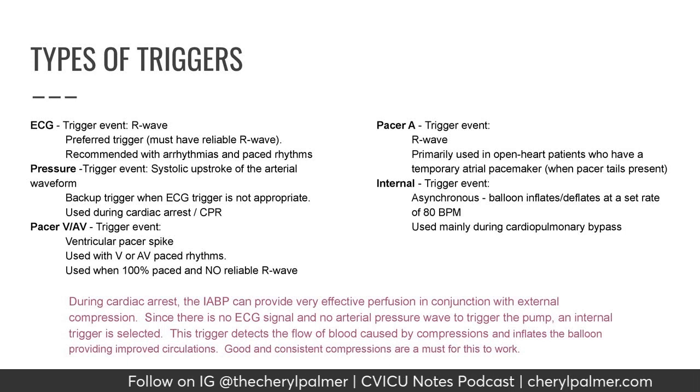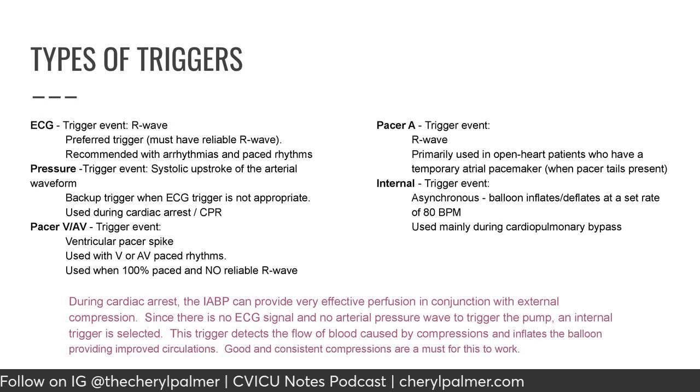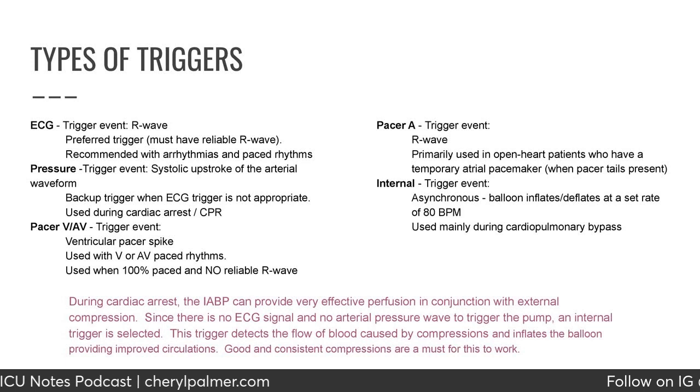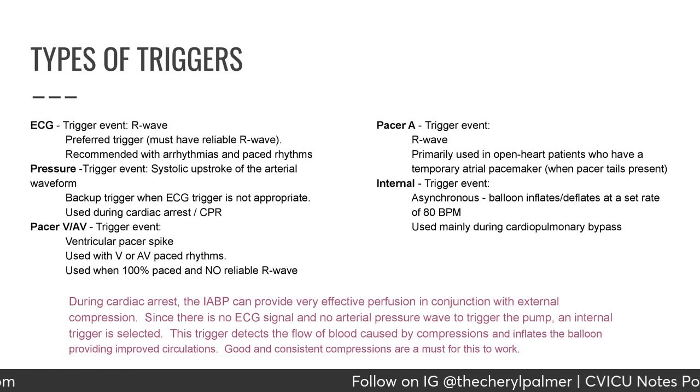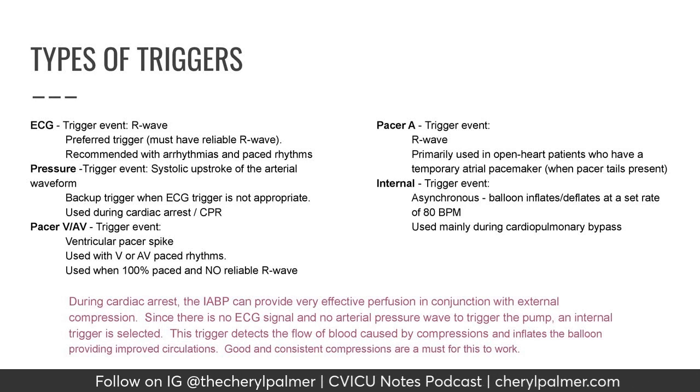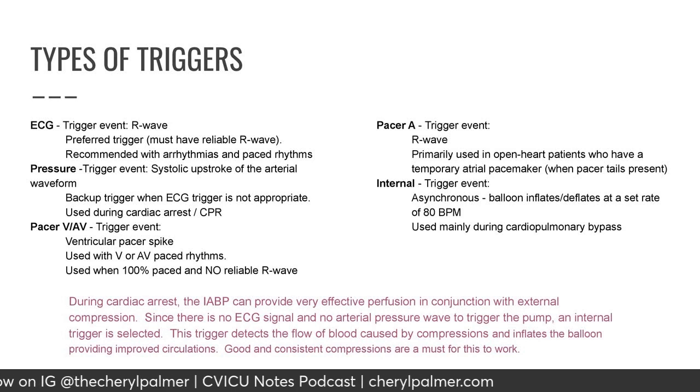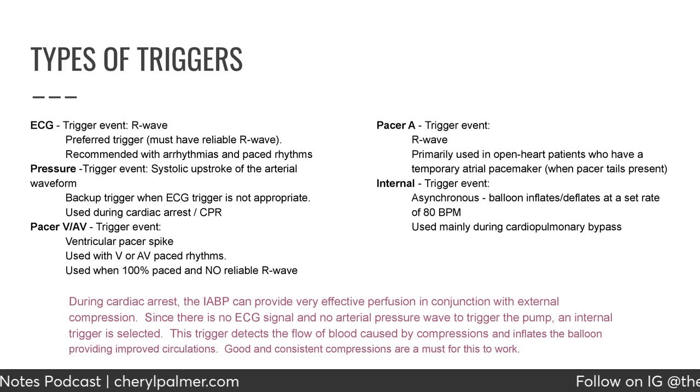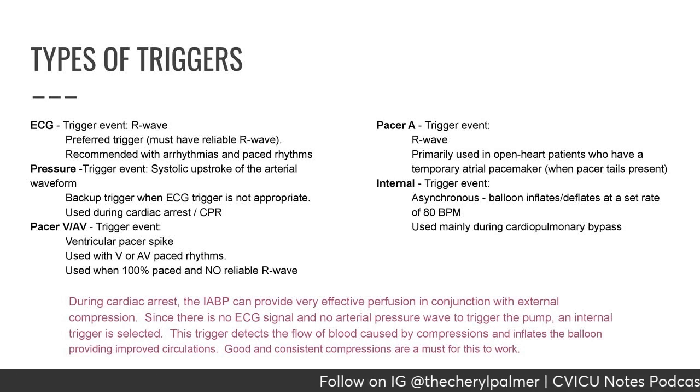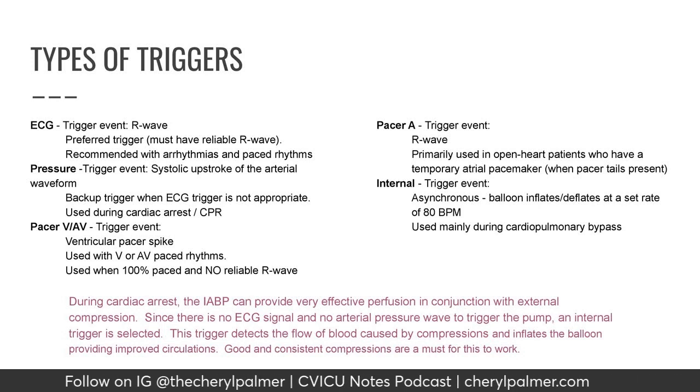Pressure trigger, the systolic upstroke of the arterial waveform. This is a backup trigger when the ECG trigger is not appropriate. Use it during cardiac arrest or CPR. And you have the pacing V and AV trigger event. That's the ventricular pacer spike, and it's used with V or AV paced rhythms. Used when 100% paced and no reliable R wave is present.